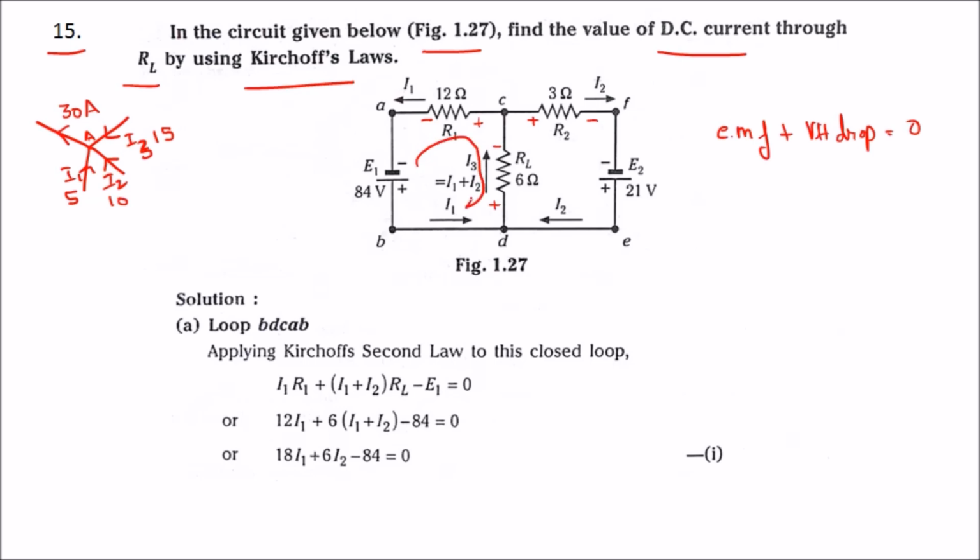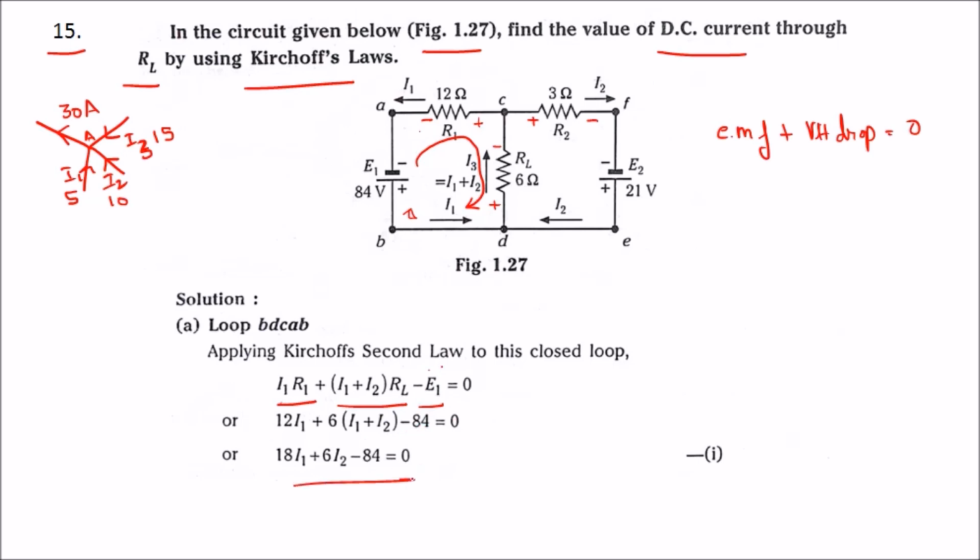Okay, so first we will have I1 R1, plus (I1 plus I2) into RL, and as this direction is opposite to the one we are taking, it is minus E1, which is equal to 0. So this states that the algebraic sum of all the EMF plus the voltage drops is equal to 0. So substituting, we know that R1 is 12, RL is 6 and E1 is 84. So we will get this equation.